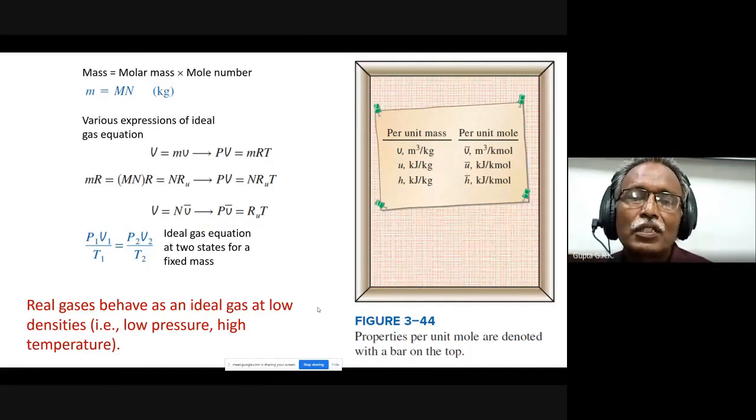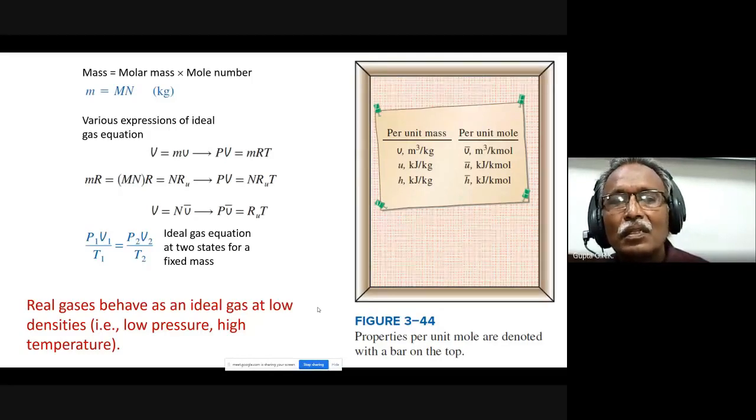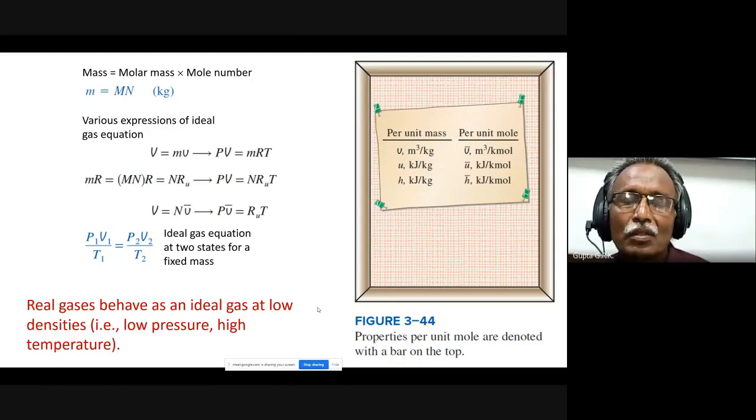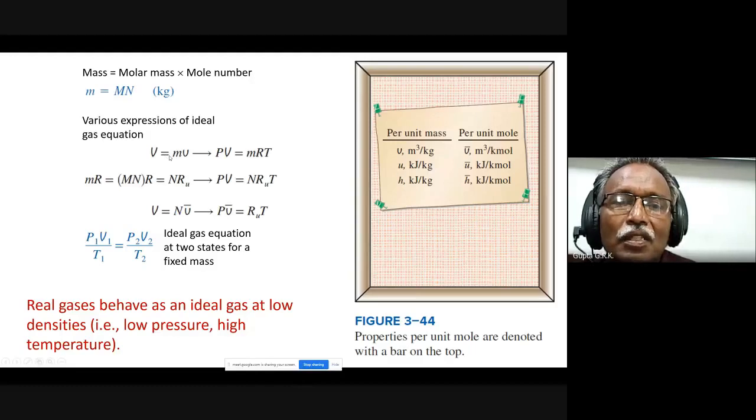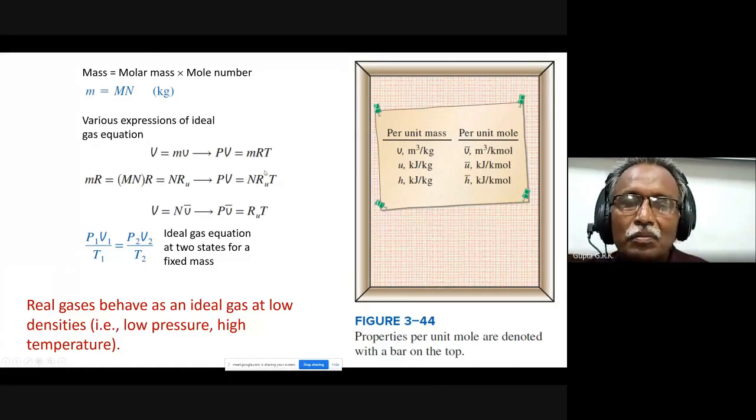So total mass is equal to molecular weight into number of moles, because molecular weight is the number of kgs per mole. If the number of moles are n, so the total mass is m equal to Mn. So the total volume V is equal to m into specific volume, and so PV is equal to mRT. And similarly, PV is equal to nR_uT. Okay, so we can use any form based on what variables are given.